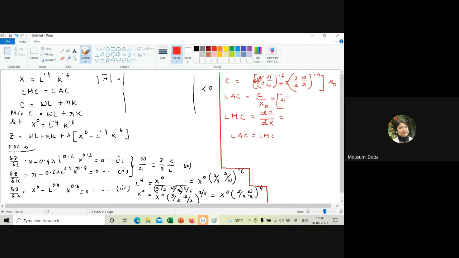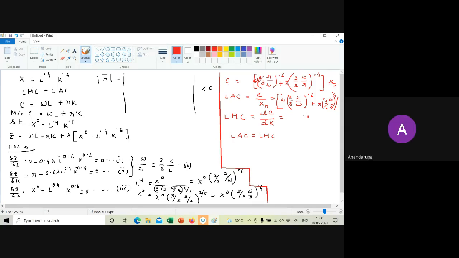The same thing, W 2/3, W R by W whole to the power 0.6 plus R 3/2 W by R whole to the power 0.4. So this will be the expression for both the things. So LAC will be exactly equal to LMC. Okay.